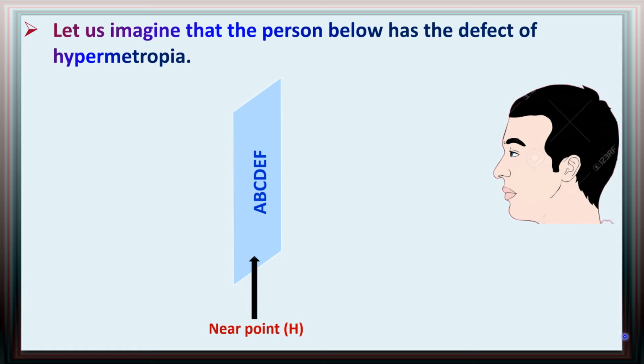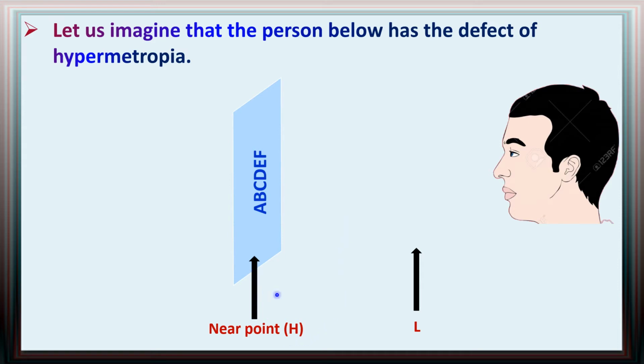So let us see here. This is called the near point. The near point is not located at 25 centimeters in his case. Here is the point of least distance of distinct vision, and in his case the near point has been shifted from L to H here. I will call the near point H because H means hypermetropia.